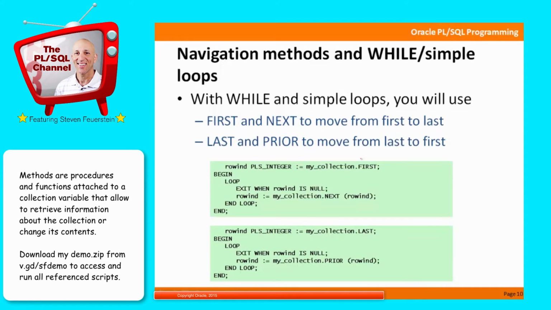Conversely, if I want to start at the end of my collection and move down to the first, I would call the last method as my starting point, exit when my index is null, and use the prior method to say, okay, I'm at index position 15, go to the prior one. That might be 14, it might be 11, it might be negative 16 million. Doesn't matter. The prior method will return it. We go to that one. And if I'm at the first or lowest defined index value, and I call prior, then prior returns null, and my loop will stop.